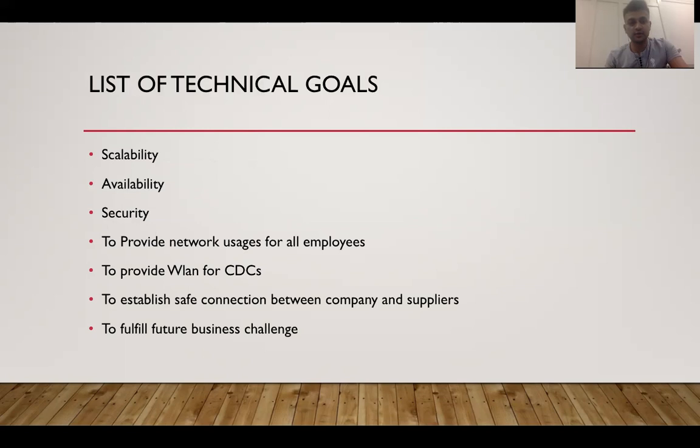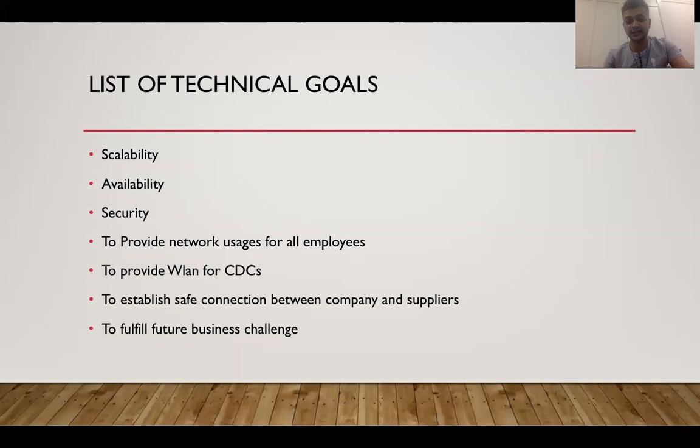Talking about the technical goals, scalability means the network design should adapt to a large volume of network. The network should be available, in our concern, 160 to 166 hours per week, which is 98.5 to 99.5% available. Talking about security, information is transferred between CDCs, suppliers, and head office.